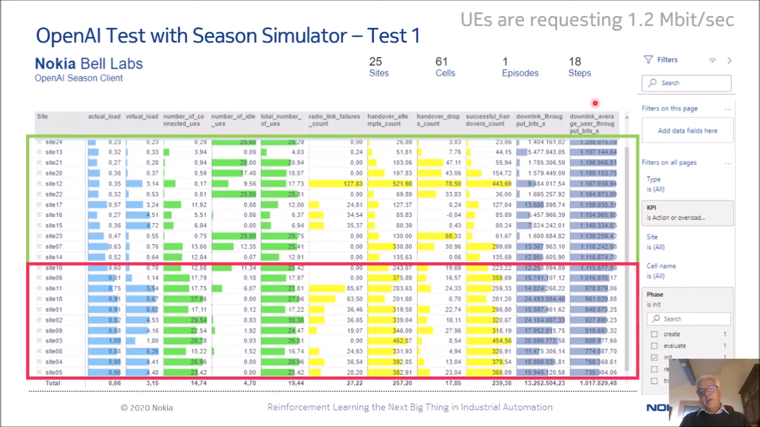But in the red rectangle, you will see that even in the lowest sites, site 04 and site 05, those users got only a small fraction of the throughput they requested. You can see they are even going down to 700 kbit. So in total, it's not that bad, but you certainly have some radio cells which behave pretty badly.